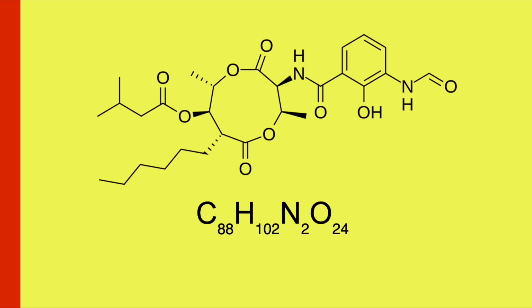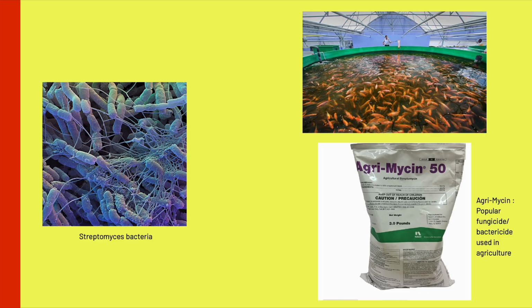This secondary metabolite produced by Streptomyces bacteria is an active ingredient in Fintrol, a chemical pesticide, which is a fish poison, used in fisheries management. It's often used to control invasive species and also as a fungicide in agriculture to protect crops. Agromycin 50 is a very popular one.